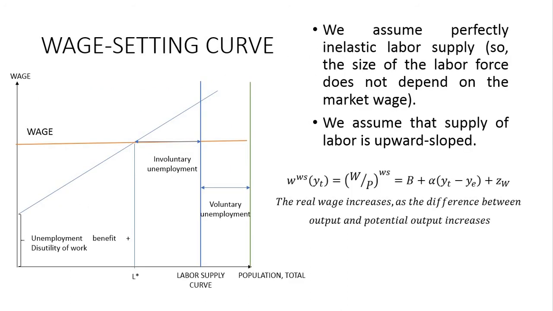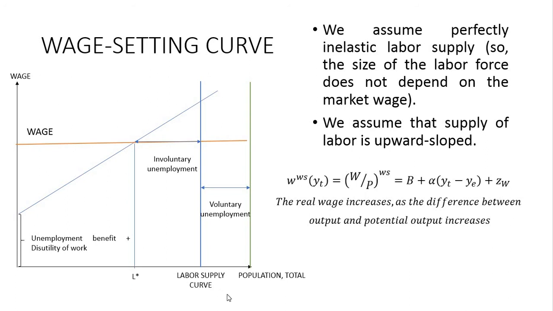Now let's proceed to some formal model. So here you can see a wage setting curve, which describes the relationship between wages required by workers and the number of people employed. So in this case, we assume perfectly inelastic labor supply. So here we have labor force, and we assume that the size of the labor force does not depend on wage. So it depends on some institutional factors, I don't know, social, cultural, whatever, but not on wage.